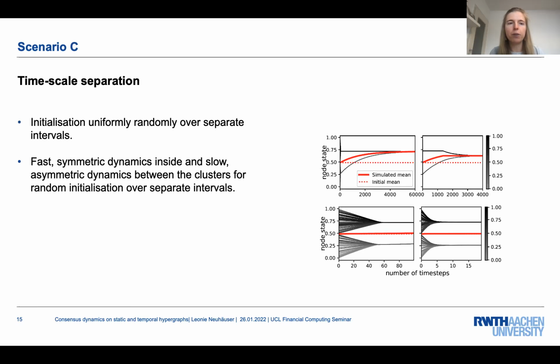One interesting thing is to look at this in a little more varied way. Right now we took very extreme initializations, so binary initializations. If you take uniformly randomly initialized clusters over separate intervals, the same effect occurs, but with a timescale separation. First, we observe asymmetric dynamics within the clusters towards their specific means, and then asymmetric dynamics between the two clusters.